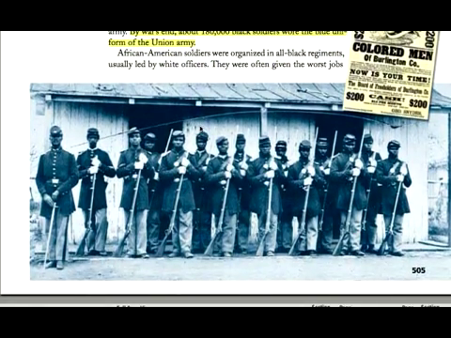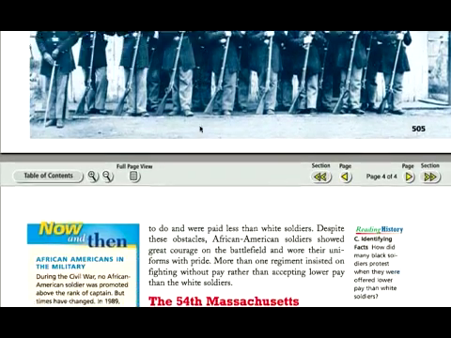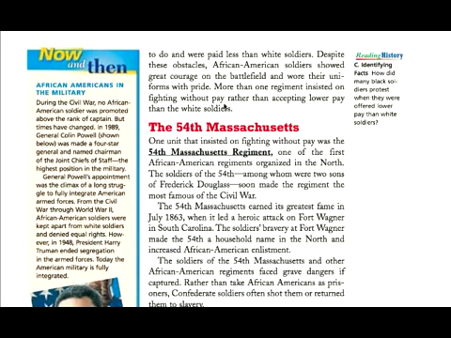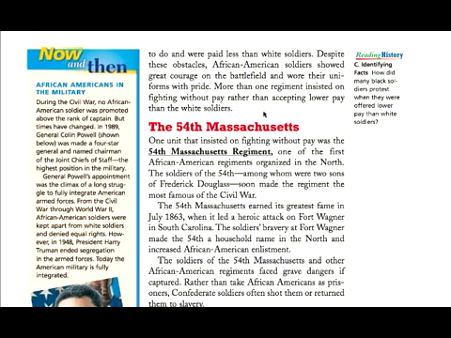African American soldiers were organized in all-black regiments, usually led by white officers. They were given the worst jobs to do and were paid less than white soldiers. Despite these obstacles, African American soldiers showed great courage on the battlefield and wore their uniforms with pride. More than one regiment insisted on fighting without pay rather than accepting lower pay than the white soldiers.